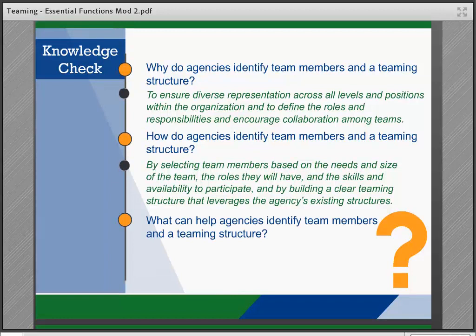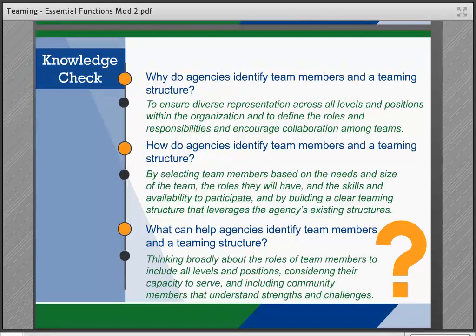What can help agencies identify team members and a teaming structure? By thinking broadly about the roles of team members to include all levels and positions, considering capacity to serve, and including community members that understand the strengths and challenges. Now, take this a step further by reviewing the reflection questions for identify team members and a teaming structure in your teaming workbook to connect what you've learned to your own experience. Up next is develop the team charter, the third function in teaming for change and implementation.